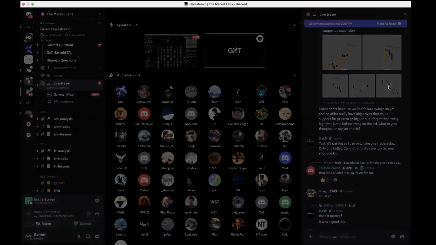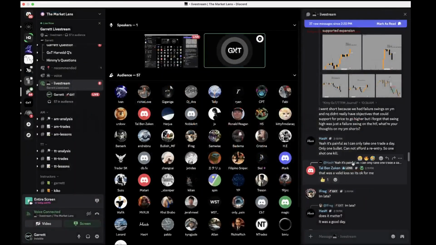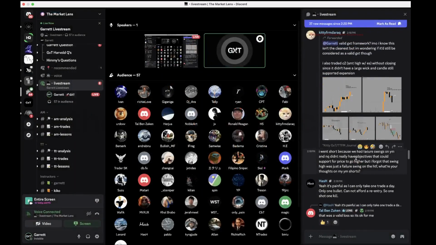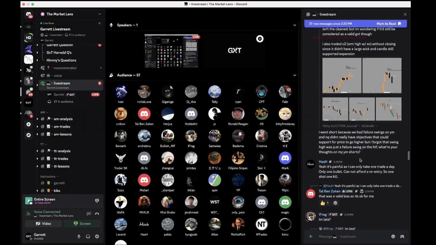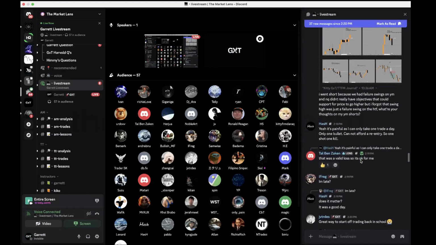But yeah, this is pretty valid. It's not horrible. And I like how your TP is not insane. You're not targeting the range low or something like that. I think that makes somewhat sense. Oh, only one trade a day. Yeah, it's fine.